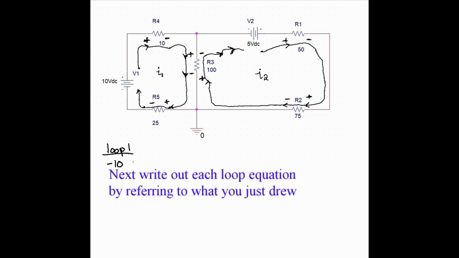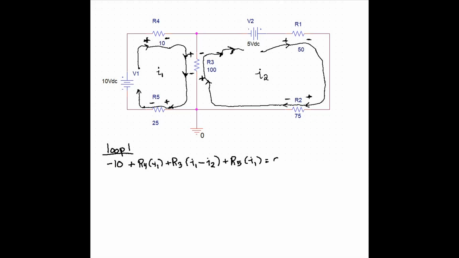Starting with loop 1, we encounter the 10-volt DC source at the bottom. I'm going clockwise. I just started beneath the 10-volt DC source, and the first thing I run into is a minus sign, so we get minus 10. Continuing clockwise, I run into R4. We hit a plus sign, so it's going to be plus R4 times I1. And then we hit R3.